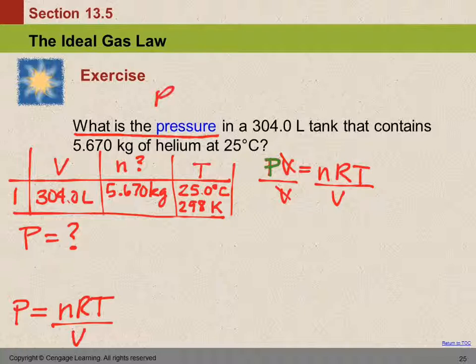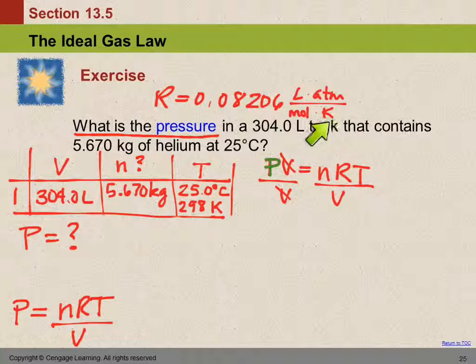And we remember that R, or we look it up, 0.08206, and those crazy units, liters atmospheres per mole Kelvin. The units on R tell us what these other units have to be. Liters is good, kilograms is not going to work. Kelvin is fine. So we need to fix this.